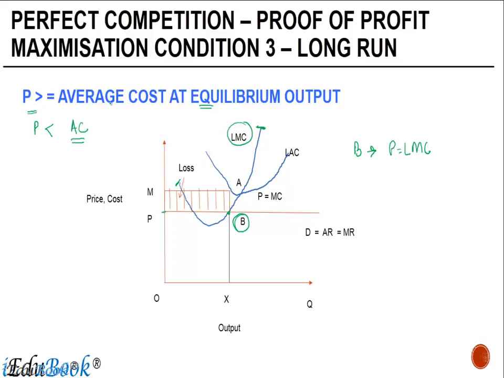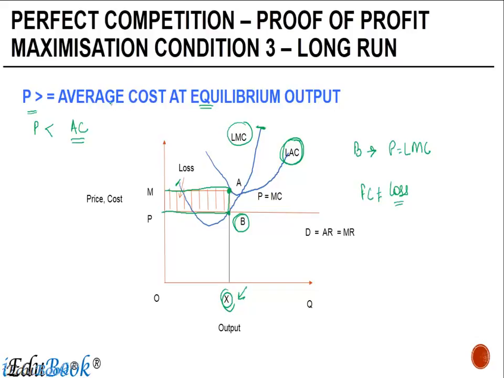If you look at the output level of X, the long-term average cost is greater than the price. Since the cost is greater than the price, the firm is bound to incur loss, right? What is the loss? It's the area which we have highlighted here, which is the loss incurred by the firm, right? So by producing this X unit of output, the firm is incurring a loss equivalent to its fixed cost plus the portion highlighted in the red mark, the loss portion.